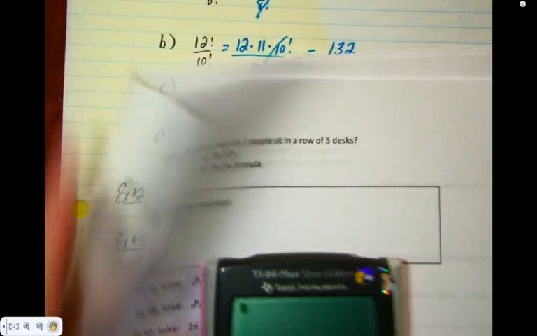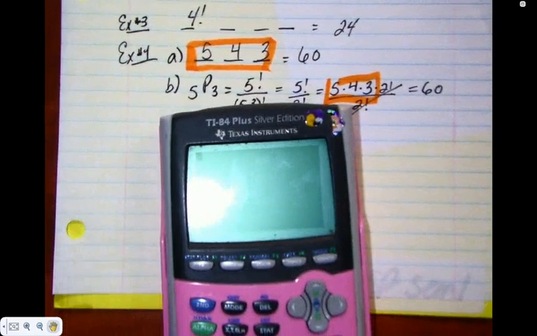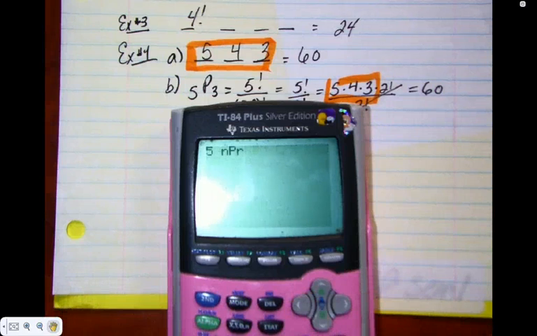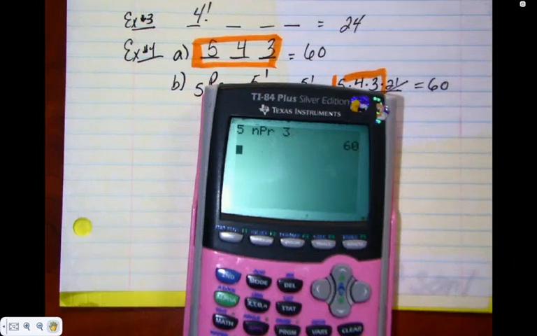So let's just prove our 5 pick 3 from the last example. The way it works on the calc is you put the n value first, which in this case is 5. Then you pull up your NPR, so math, probability, number 2. Then you put in the R value, which was 3. So the n goes first, then the NPR, then the 3, and we should get 60 if everything went well.